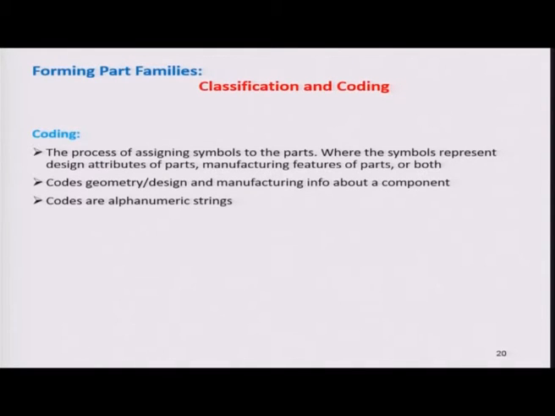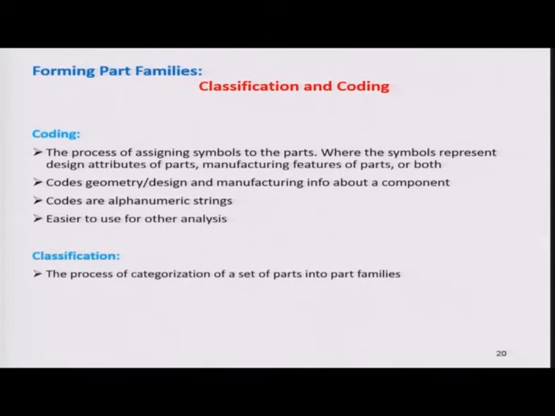Codes are alphanumeric strings. Generally, if you have a variety of parts that you are going to fabricate in your workshop, you make a code for each part so that you can distinguish one part from another using the codes. And classification is the process of categorizing a set of parts into part families. After coding, you can classify all codes into different groups, and those are known as part families.